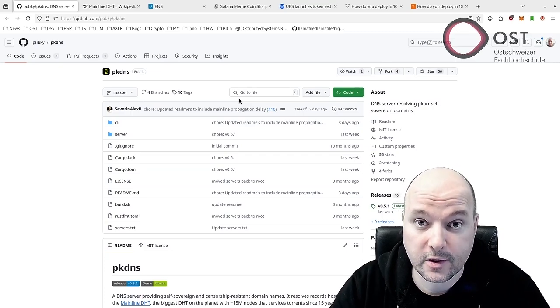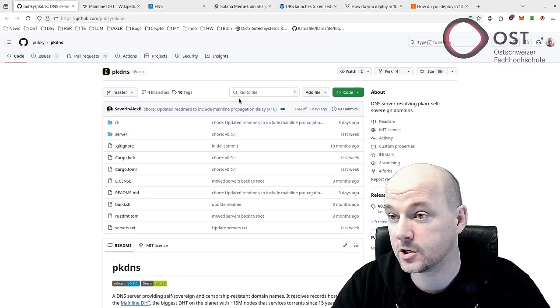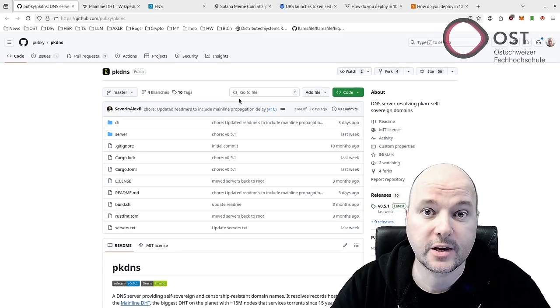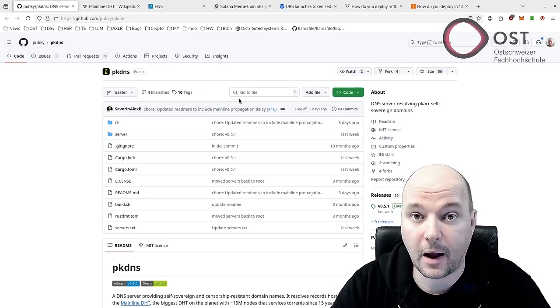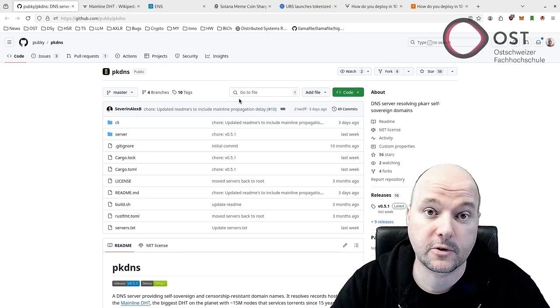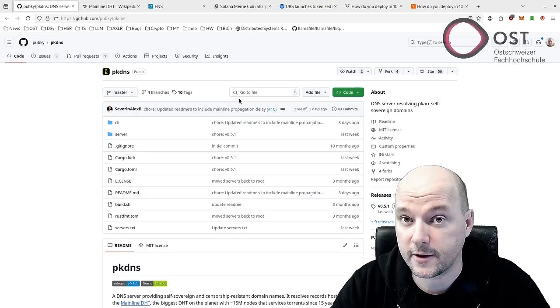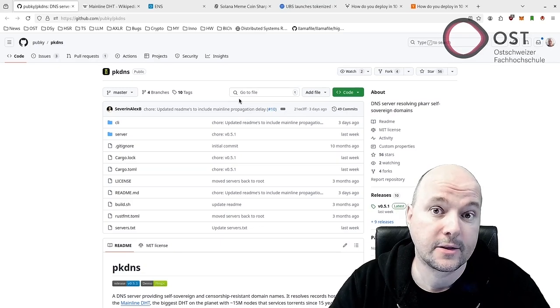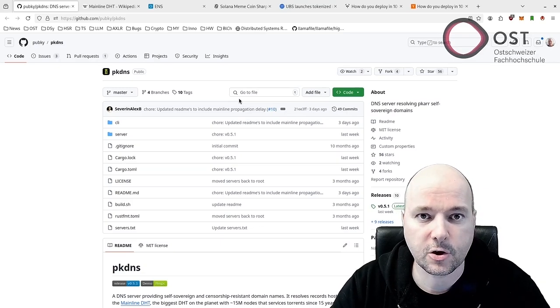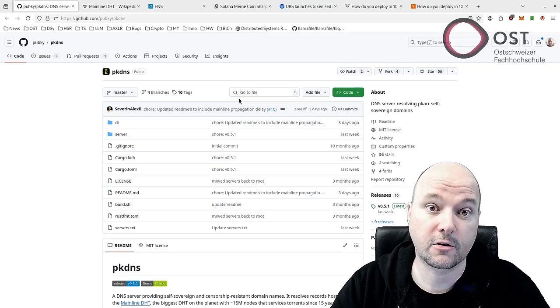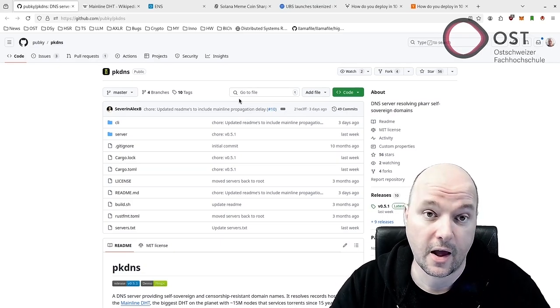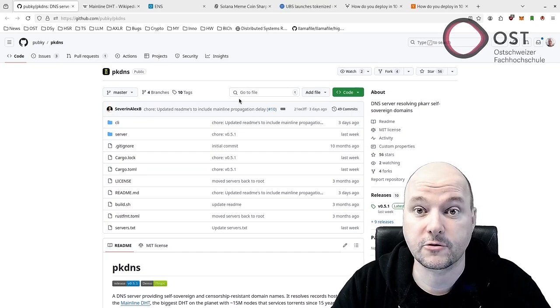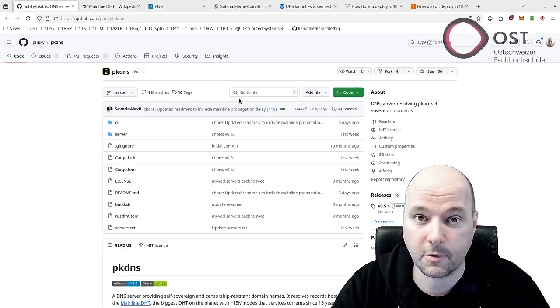And it works with the mainline DHT, DHT for distributed hash table, which is the same network that has been powering BitTorrent for the past 15 years, with approximately 15 million nodes. This makes it the largest DHT network currently in operation. The system resolves records hosted on this DHT, leveraging its established infrastructure and proven reliability.